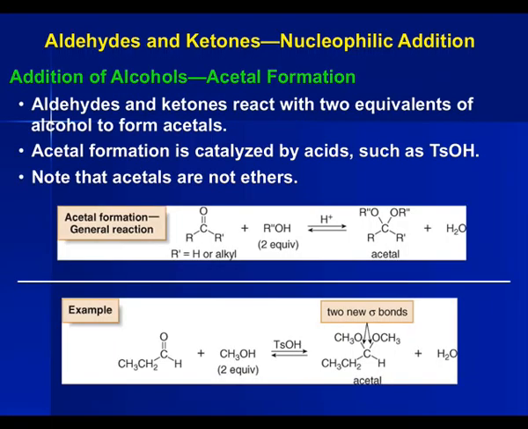Okay. Now, being the good students that you all are, you know that alcohols are nothing more than organic derivatives of water. So if we can add water across a carbon-oxygen double bond and get a hydrate, we should be able to add alcohols across a carbon-oxygen double bond and get what are known as acetals. Okay? So we can take an aldehyde or a ketone, two equivalents of an alcohol and an acid catalyst, and we can make an acetal. This is a very useful reaction.